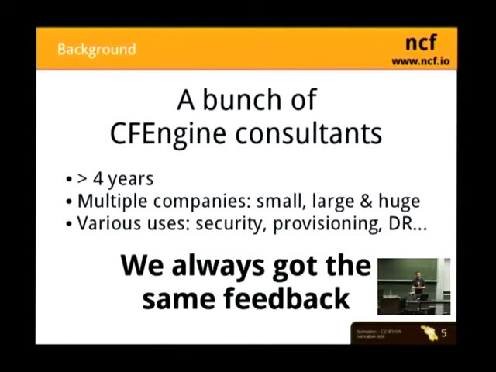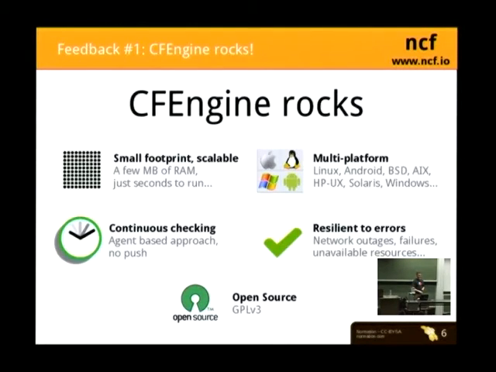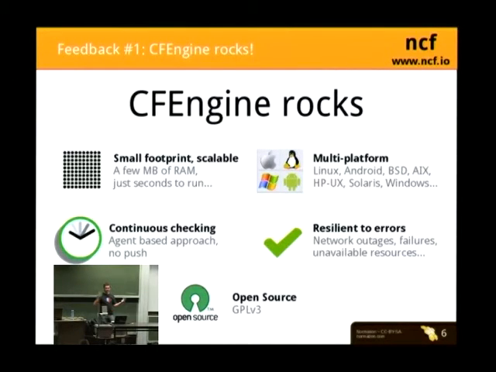And every single time, every customer, every person we talk to, we got the same feedback. Two pieces of feedback. Number one, CF Engine rocks. Wow, CF Engine is really powerful. It's really small, it's lightweight, it's written in C, it uses like 5 or 8 megabytes of RAM. It's so cool, so fast, really quick, awesome. It runs on pretty much every platform you've ever heard of. I had it running on my Android phone, it runs on old AIX, HP UX servers, all that kind of thing. Linux, BSD, you know, I should probably mention then Windows as well.